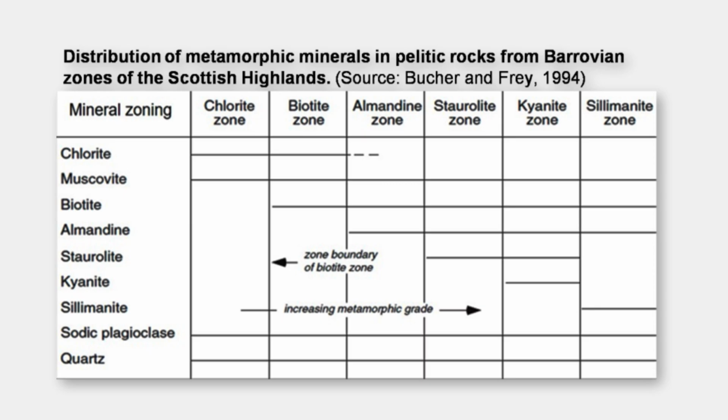You may find one very peculiar thing here, that chlorite appears in the chlorite zone, but it does not exist in other zones like the biotite zone. Similarly, biotite does not exist in other zones like the staurolite zone. So the appearance and disappearance of mineral species is very important in order to mark the isograds.